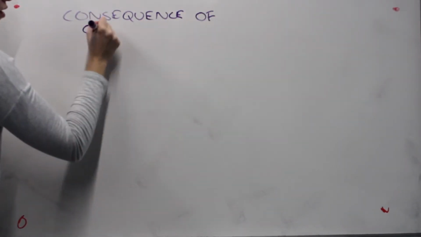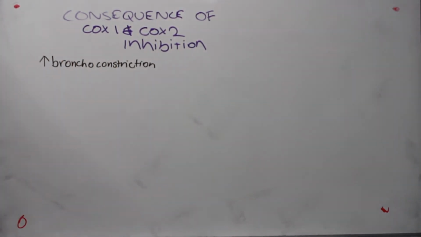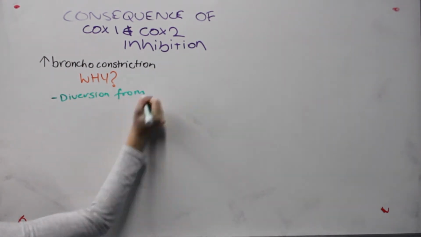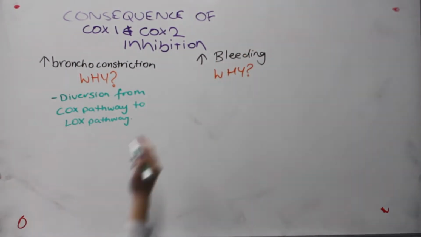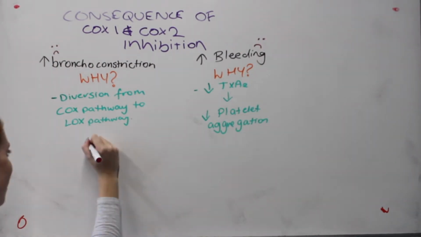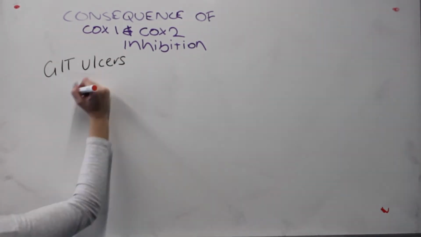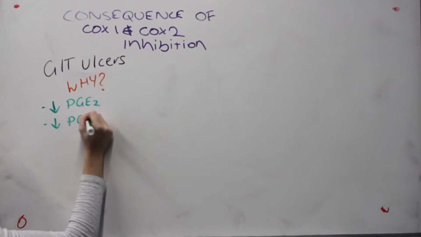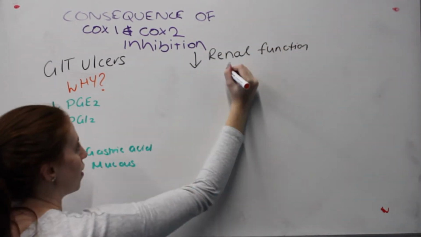So what are some of the side effects or consequences of blocking COX-1 and COX-2 action? Well, you can have an increase in bronchoconstriction. This is because you are diverting the arachidonic acid down the lipoxygenase pathway instead of the COX pathway, which increases bronchoconstriction. You can also have an increase in bleeding because the decrease in thromboxane decreases platelet aggregation. You can also experience gastrointestinal ulcers. This is because the decrease in PGE2 and PGI2 increases gastric acid and decreases mucus.